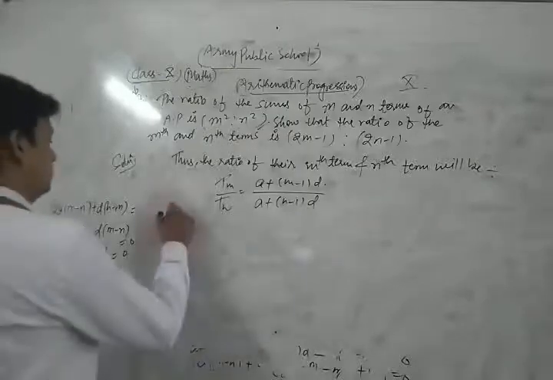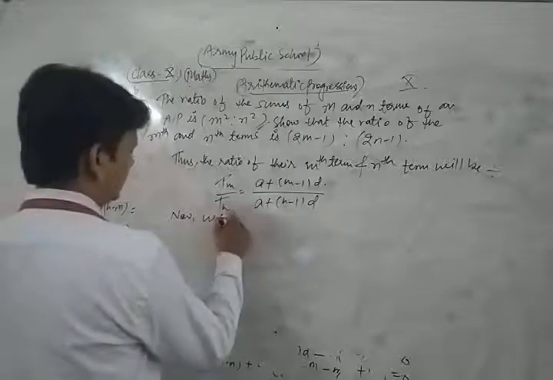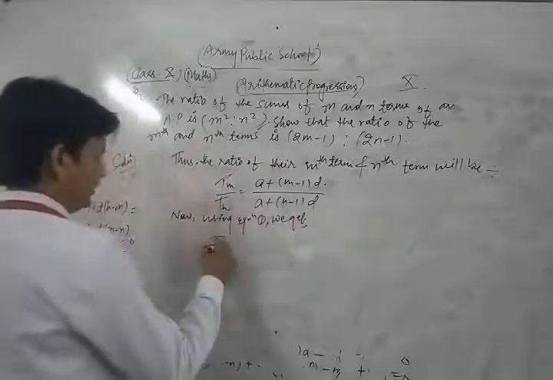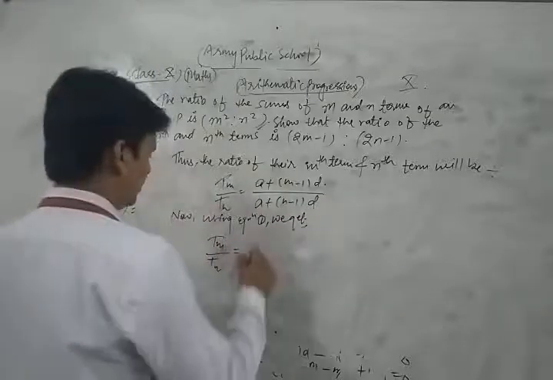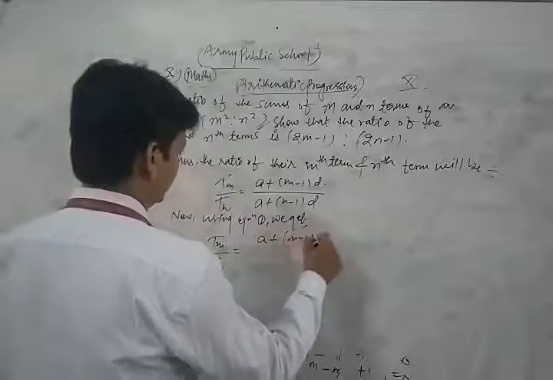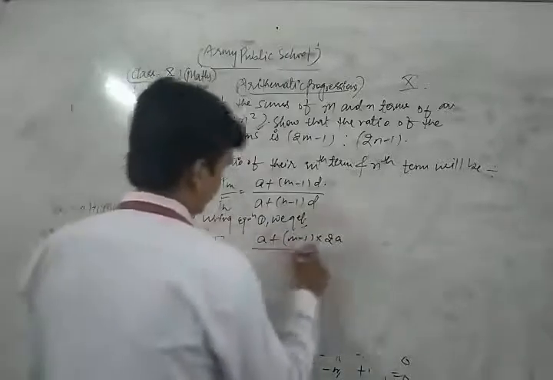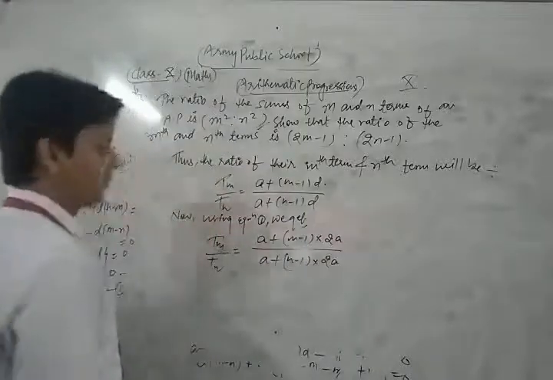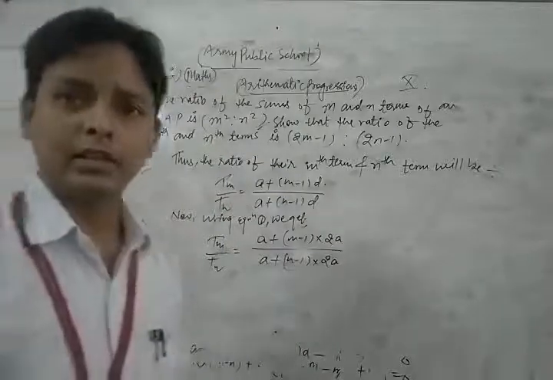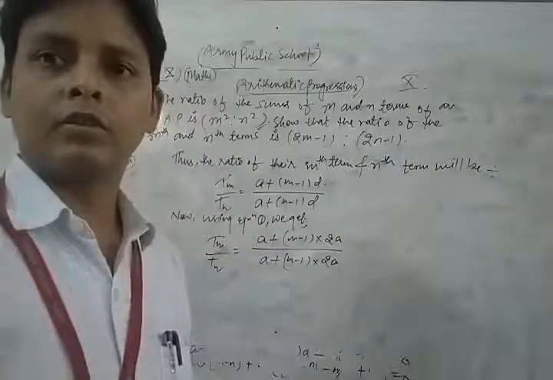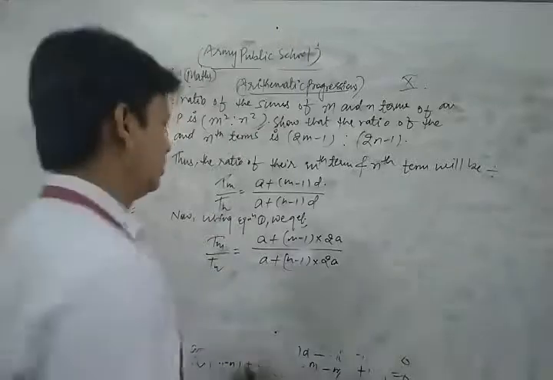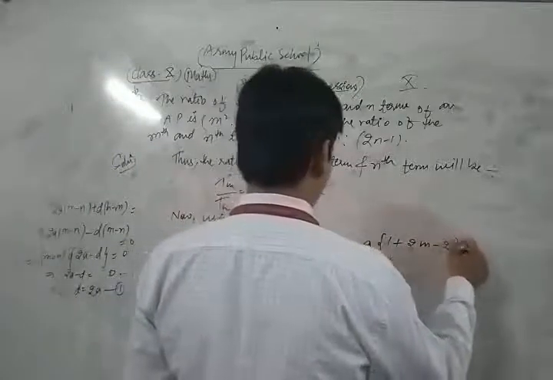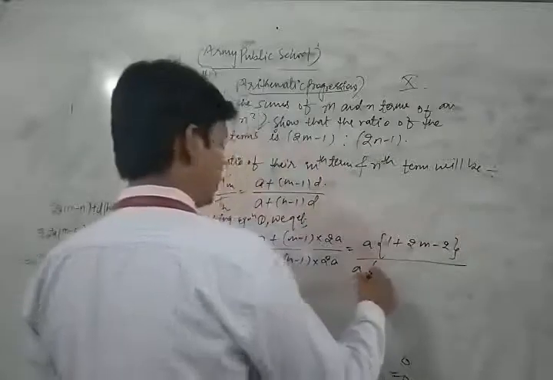Now using equation 1, we put d is equal to 2a. So the ratio of their mth and nth term will be a plus m minus 1 into 2a in the numerator, and in the denominator a plus n minus 1 into 2a. Now we take a as common.